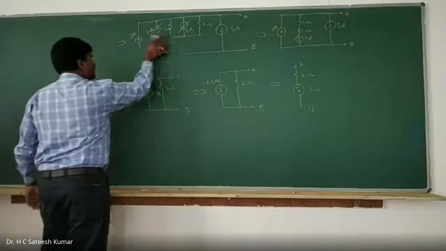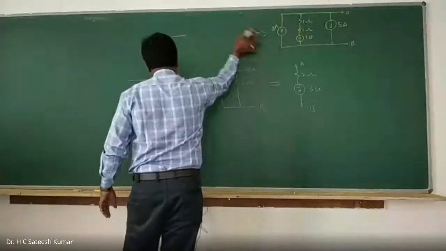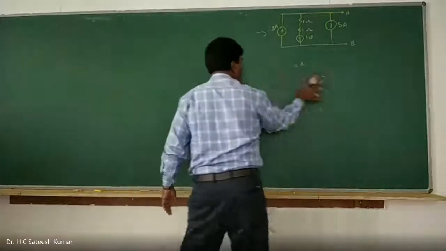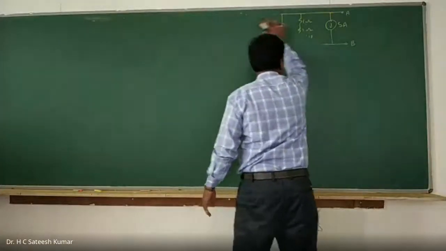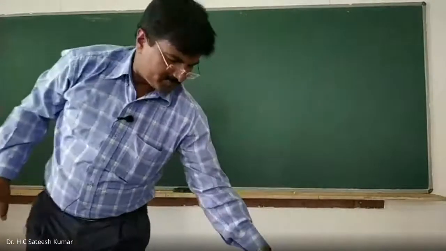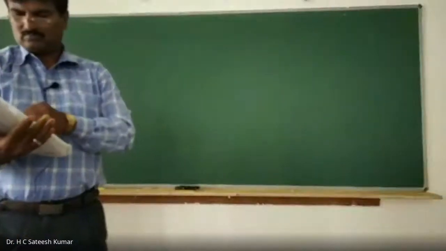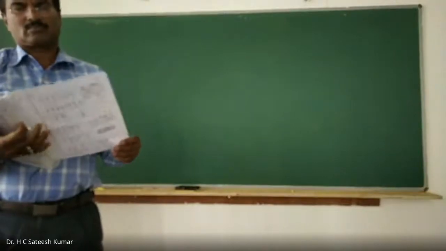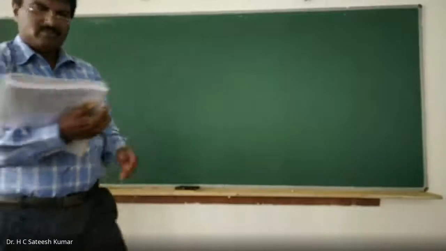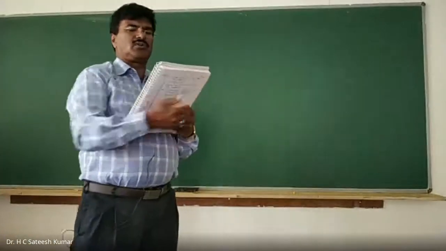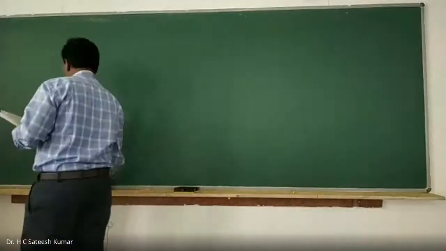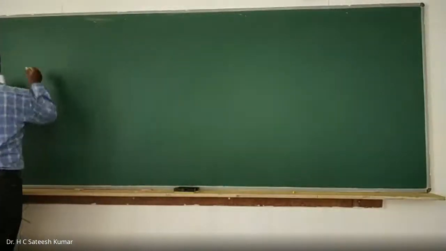Go for the next problem. Okay, right. The question is, reduce the network shown in the figure into a single voltage source between A and B. So, the network is given like this.